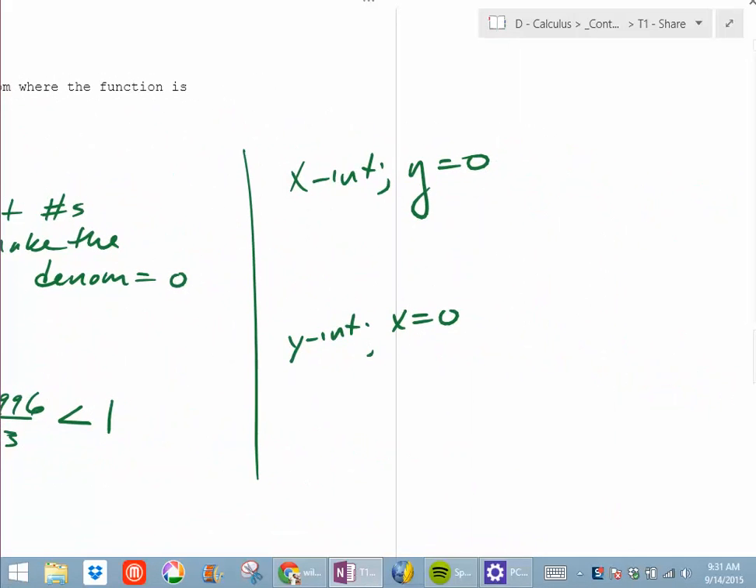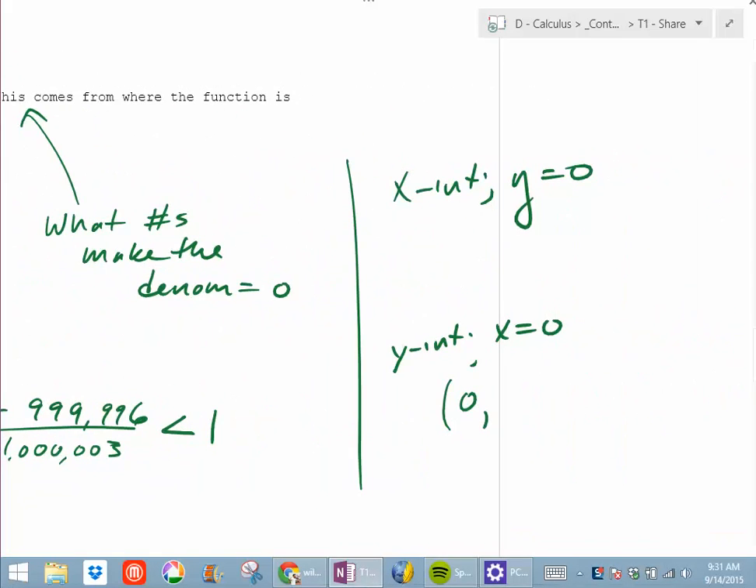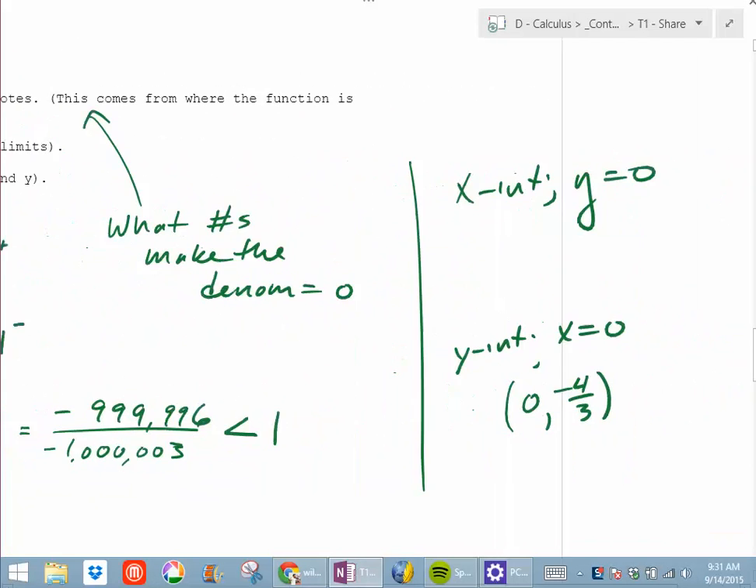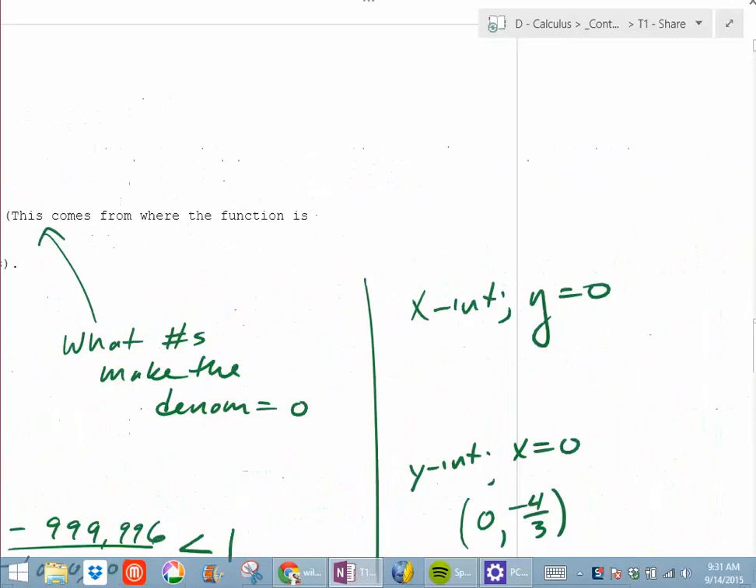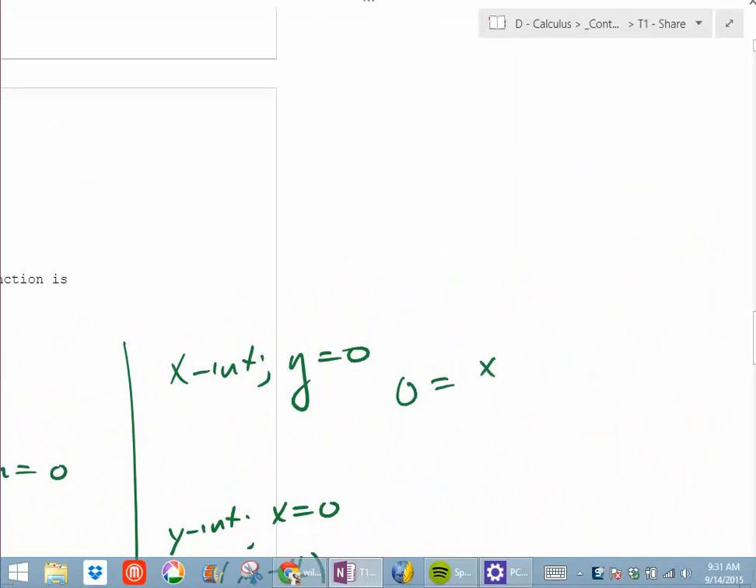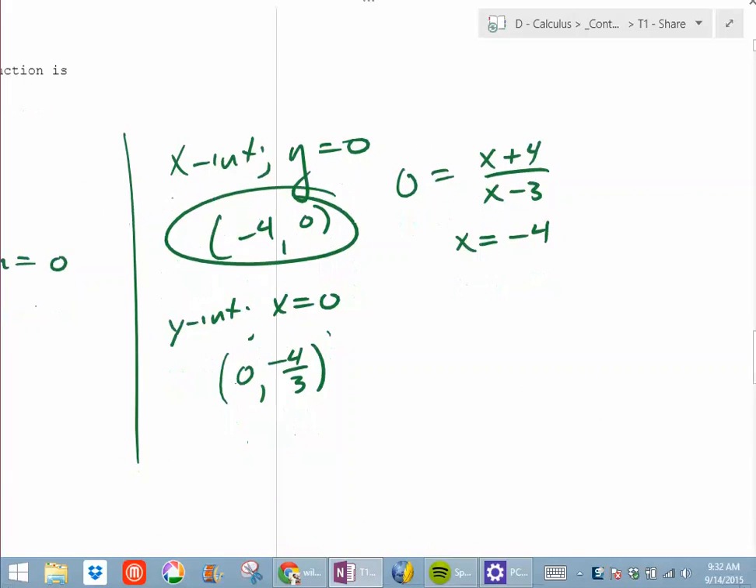So in this case, what is the y-intercept? You plug in 0 and you end up with what? Negative 4/3, I think. You see how it's a point? I like a point being the intercept. And the x-intercept is when y is 0. So you have to solve this: 0 is equal to x plus 4 over x minus 3. When does that occur? So I like writing it as negative 4 comma 0. Fantastic.